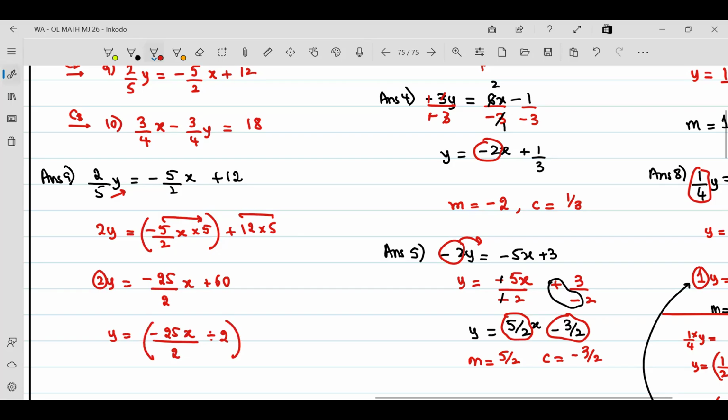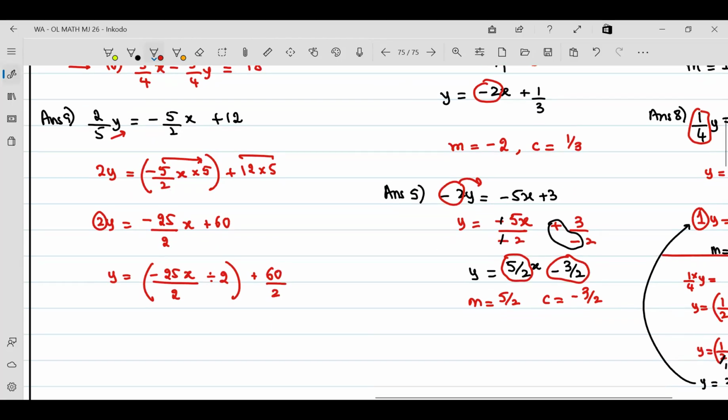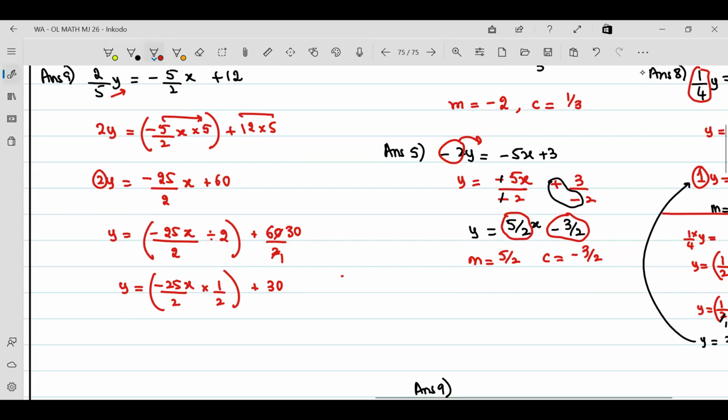Just for the sake of it, I'll tell you one more thing, remember. Then 60 divided by 2. Right? Now y equals minus 25x over 2 multiplied by 1 over 2. What do you think? Yes or no? Yes. 60 over 2 is 30, right? 2, 1 times and 2, 30 times. Now y equals minus 25x over 4 plus 30.